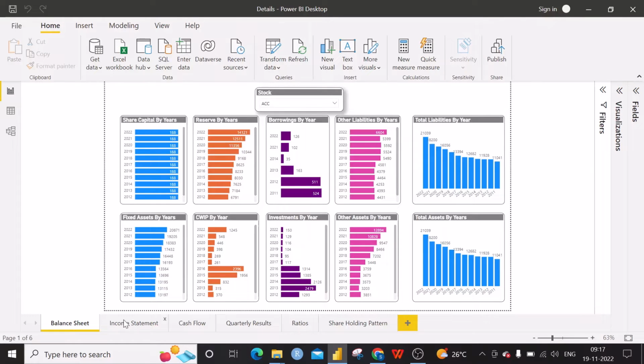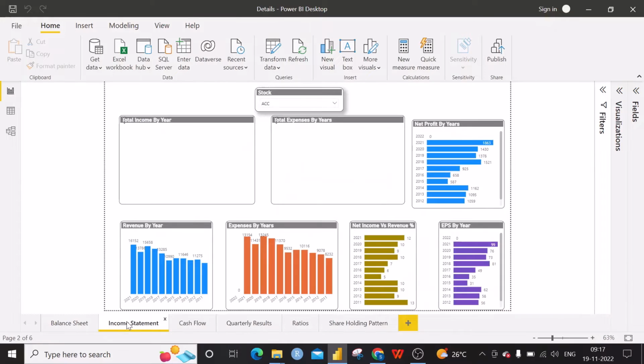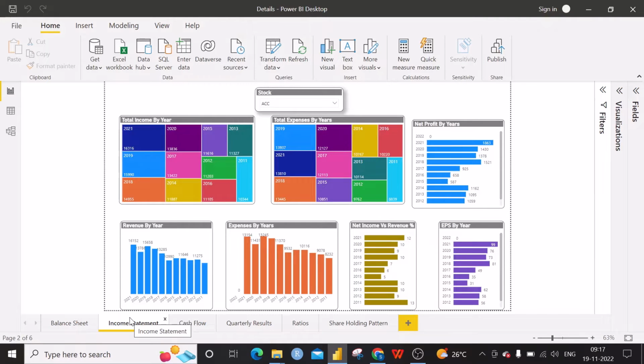Next we can move to the income statement. In the income statement, the parameters are total income, total expenses, net profit, revenue, expenses, net income versus revenue, and EPS. Here for total income, we have got 2021. Yes, the 2022 data is not available when the application was developed. So when we see 2020 and 2021, the income has increased by a really very good amount.